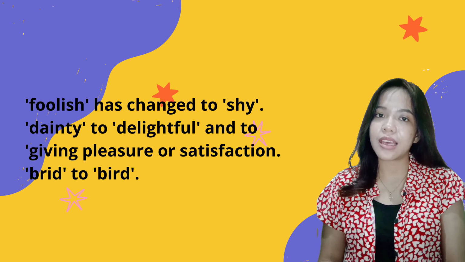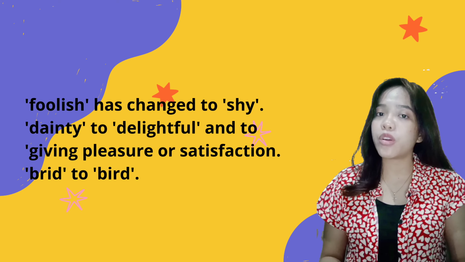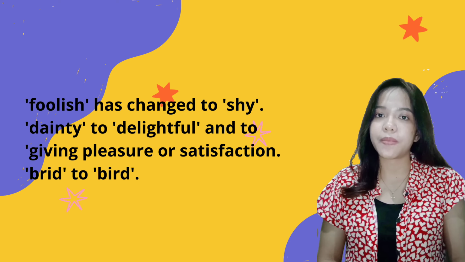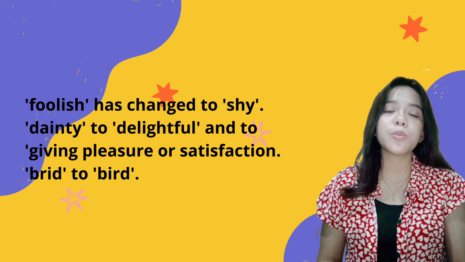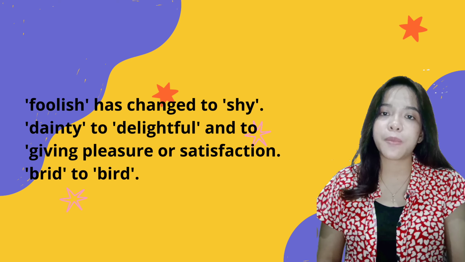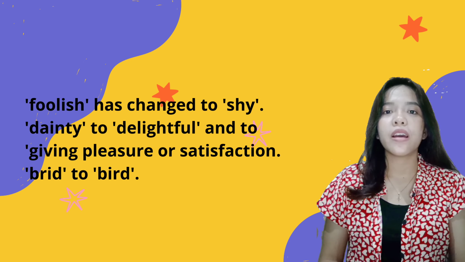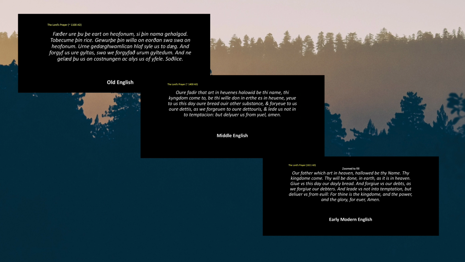Let's look at them through some examples. In the English language, for example, we can see the difference between Shakespeare's era and the modern era. The word foolish has changed to shy, from dainty to delightful, and to our modern meaning of giving pleasure or satisfaction. And in Old English, a small winged creature with feathers was known as a bird, but today we say it as bird. I also include an example of a paragraph, the Lord's Prayer, that has three changes. The first is Old English, the second is Middle English, and the last is early Modern English.